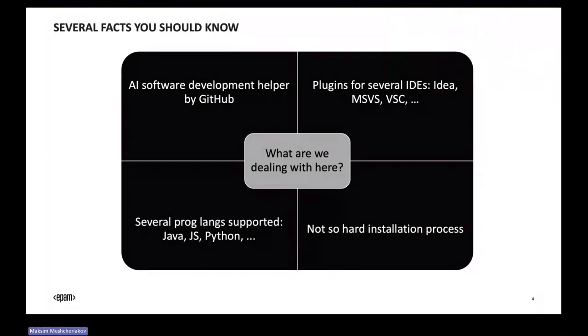Another thing: the installation is not so hard, it's pretty simple. You can find instructions on the Copilot project page in the GitHub repository. It shouldn't take more than 20 minutes. It's pretty simple. I hope all of you can do it yourselves. So I'll show you only the results of using GitHub Copilot.